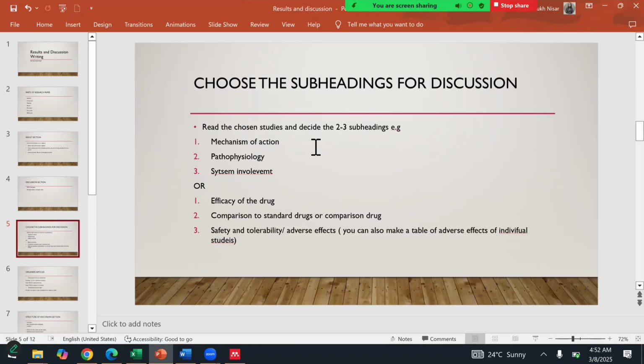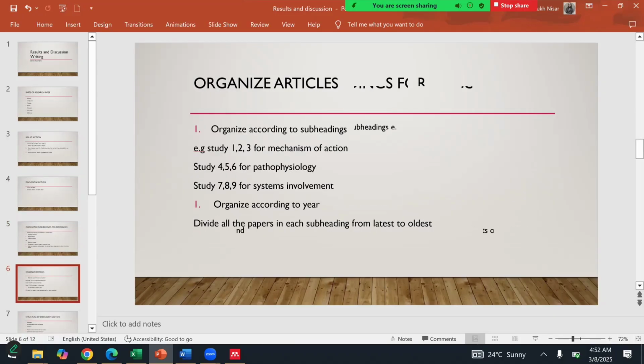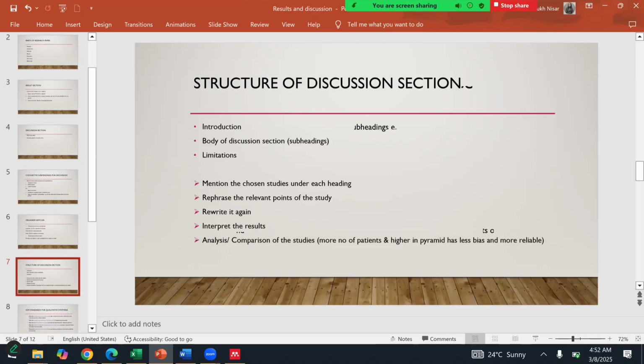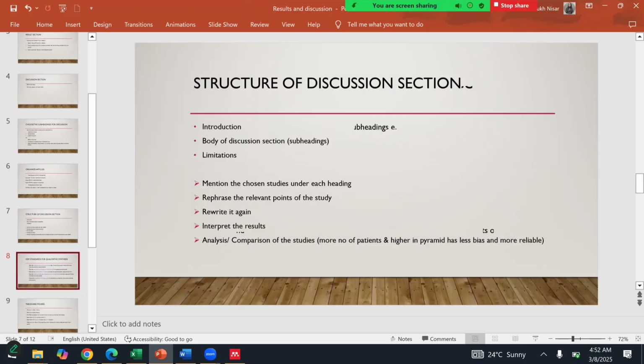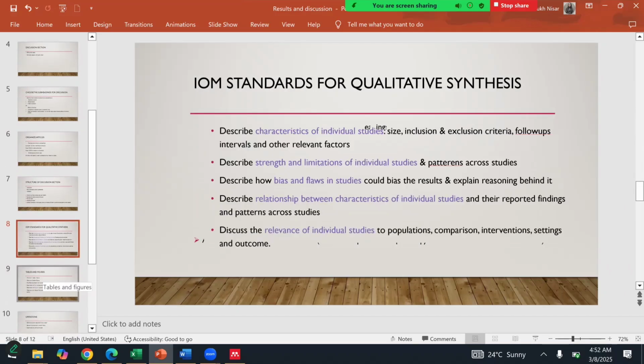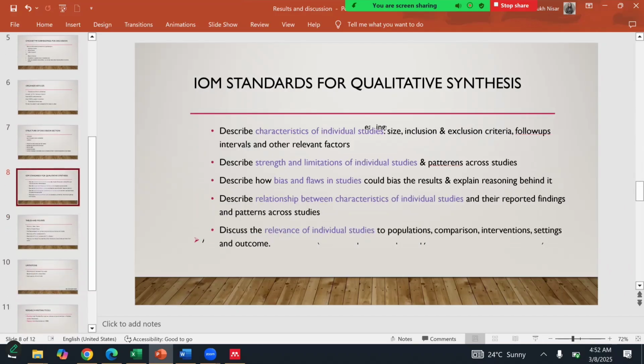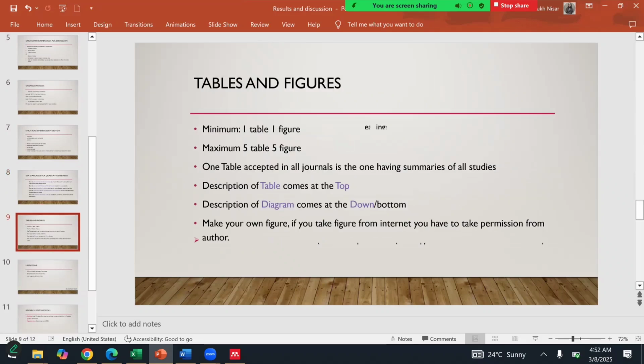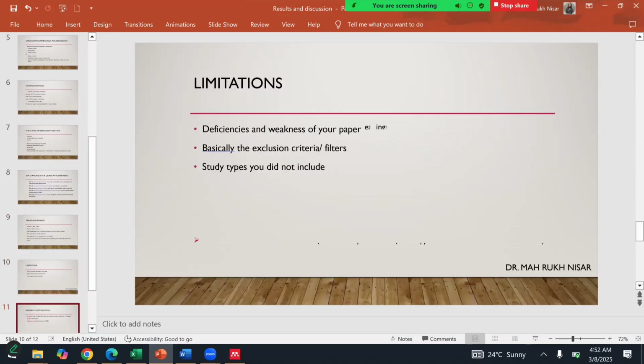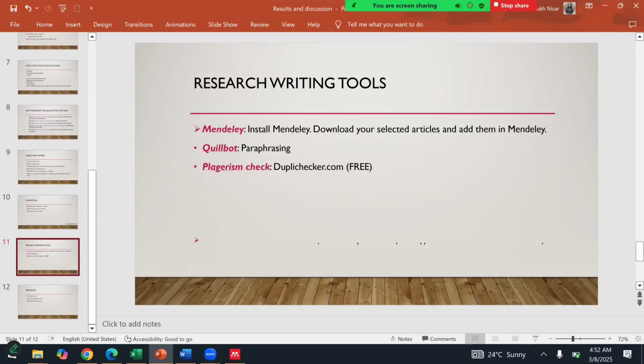And then in the discussion section, you would choose the subheadings. You would choose the papers that you would write under those subheadings. And these are the tables that you can add in your study characteristics in your results section. And then you would install Mendeley and download your selected articles, add them in Mendeley, and you would read each one of your papers.